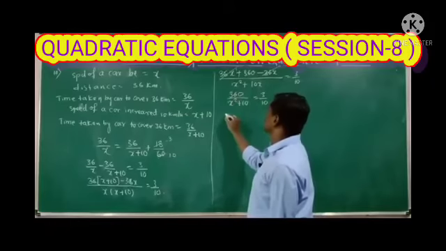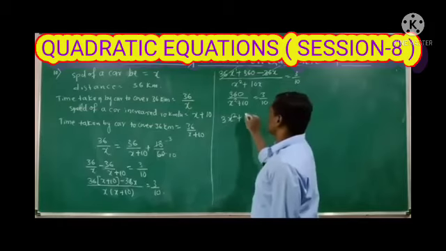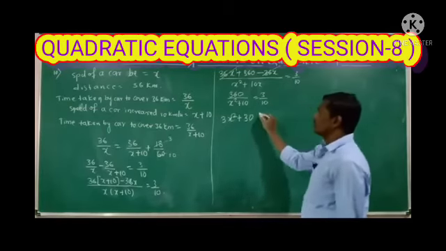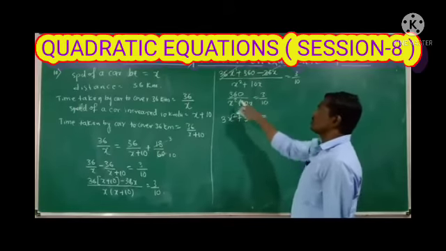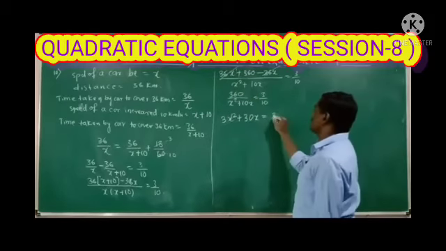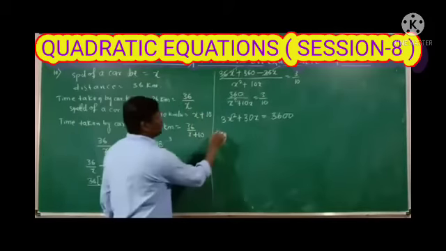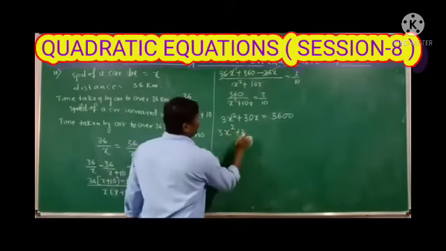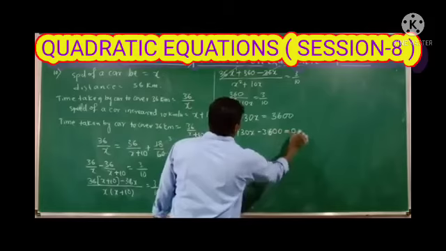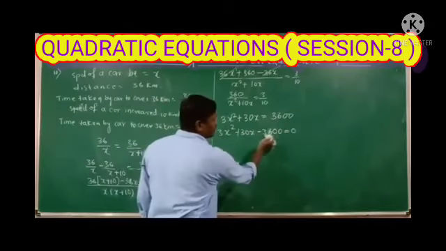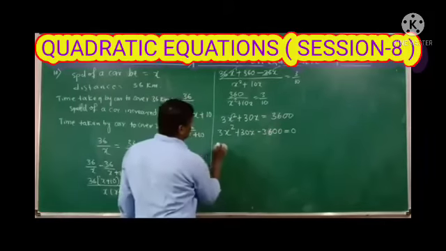Now cross multiply these two. 3 into x square is 3x square, plus 3 into 10x is 30x, which is equal to 360 into 10, that is 3600. Now take this 3600 to the LHS side. So 3x square plus 30x minus 3600 is equal to 0. 3, 30 and 3600 are multiples of 3, so just divide the whole equation by 3.